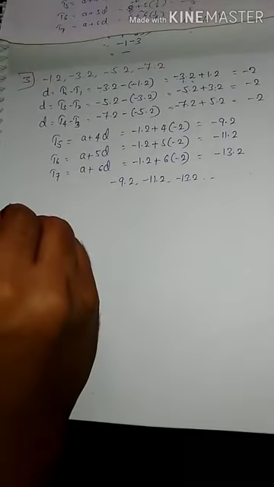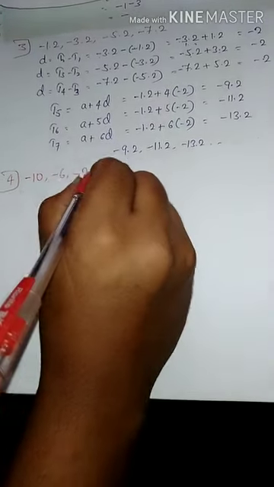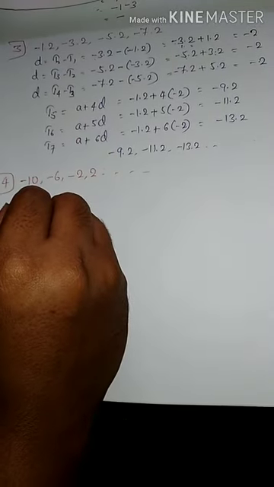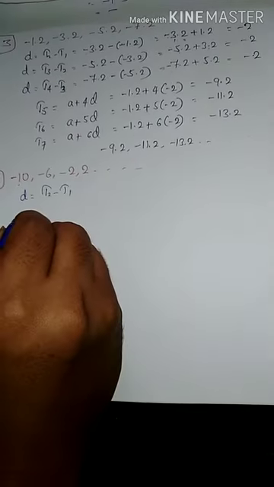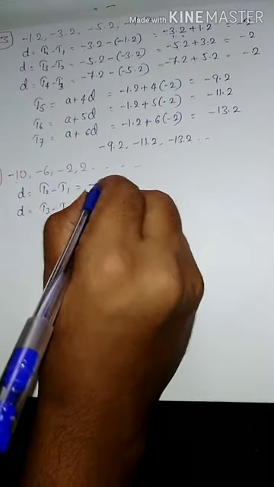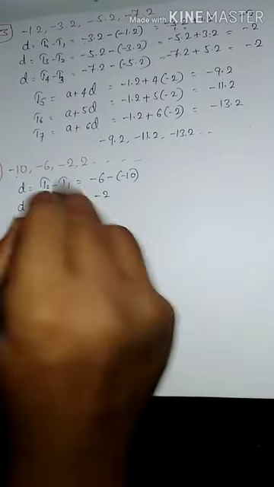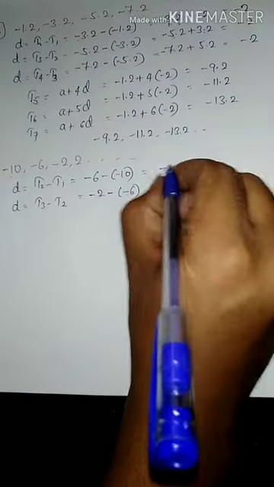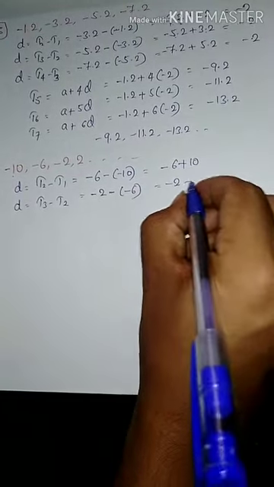The next, fourth one: minus 10, minus 6, minus 2, 2, and so on. So here the first term is minus 10 and we have to find the common difference. d is equal to t2 minus t1, d is equal to t3 minus t2. So t2 minus t1, t2 is minus 6 and t1 is minus of minus 10, and t3 is minus 2 and t2 is minus 6, minus of minus 6. Minus 6 as it is, minus into minus plus 10, and minus 2 as it is, minus into minus plus 6.